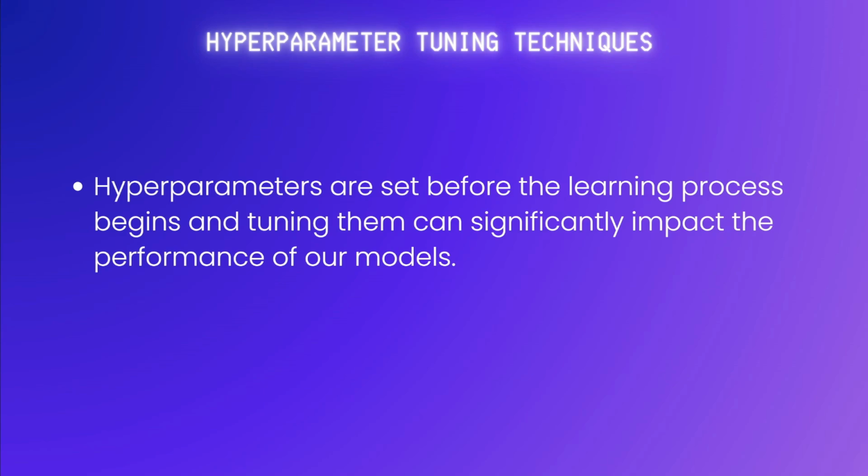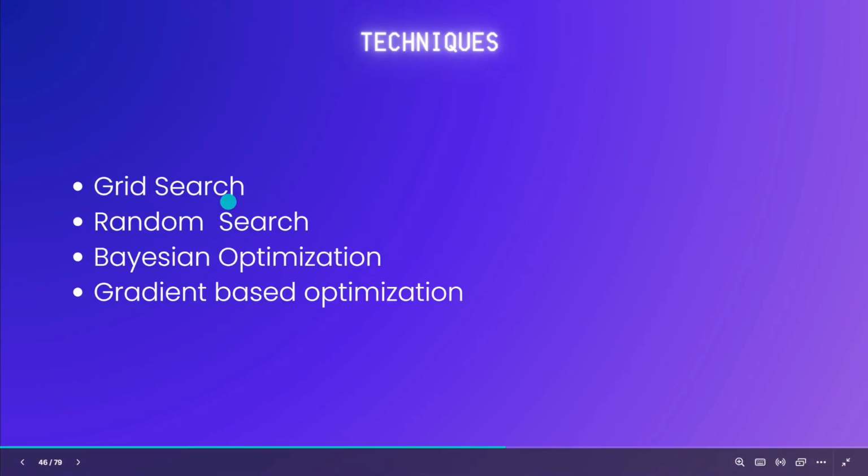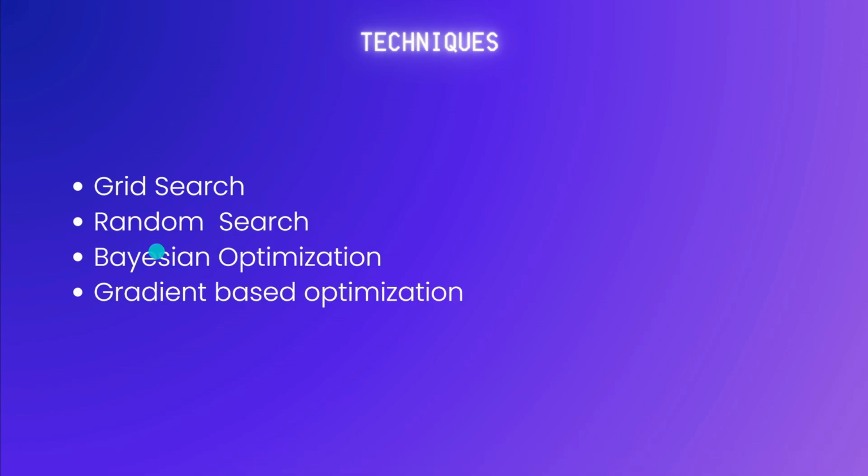So there are various techniques available for hyperparameter tuning. Let's see what those are. The first one is grid search, next is random search, and later we have Bayesian optimization and gradient-based optimization. Now let's look into grid search in detail.